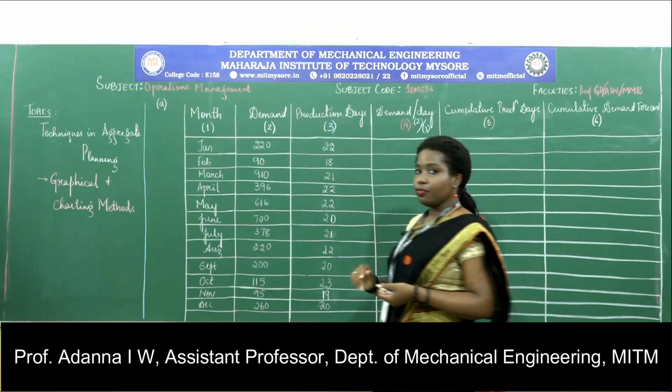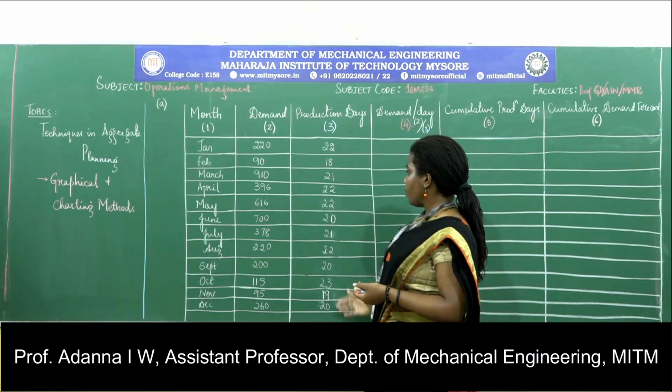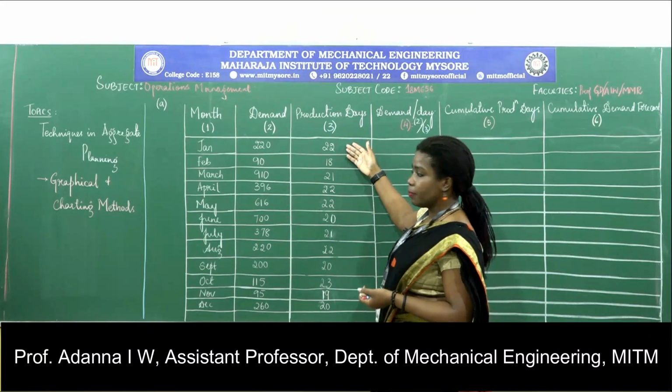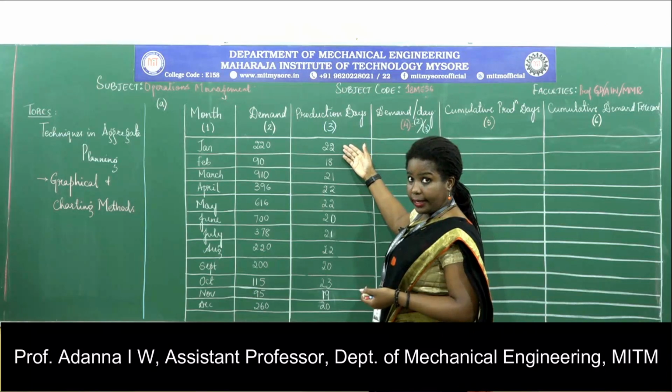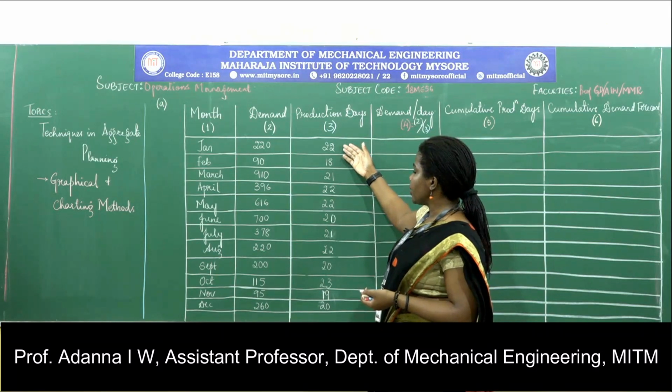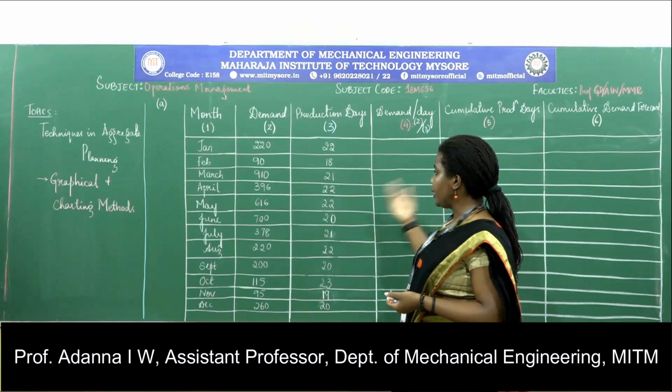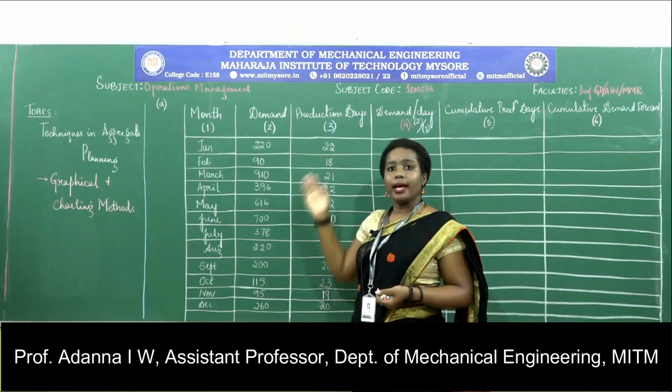The number of production days also is varying, where you can see that people are working for 22 production days in the month of January, 18 in the month of February, 20 in the month of June, 21 in July, and so on.